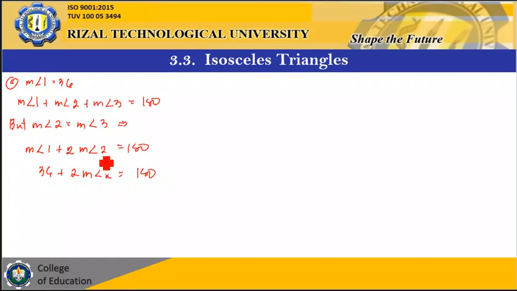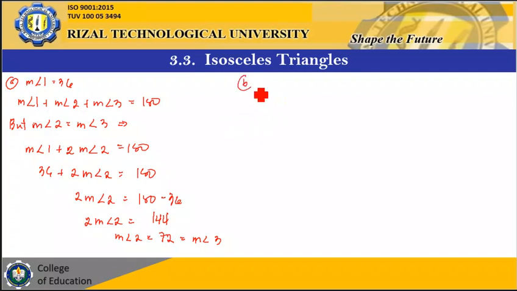Subtracting 36 from both sides of the equation, what we have here is twice the measure of angle 2 is equal to 180 minus 36. Twice the measure of angle 2 is actually 144. Then dividing both sides by 2, the measure of angle 2 is equal to 72. Okay, 72, which is also the measure of angle 3, since they are equal.